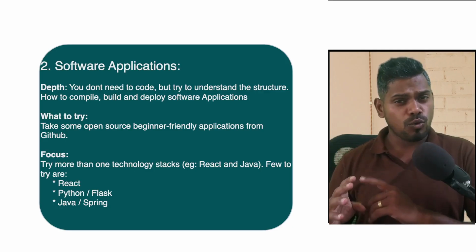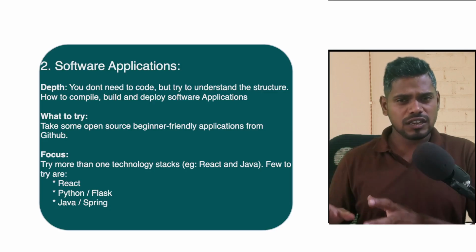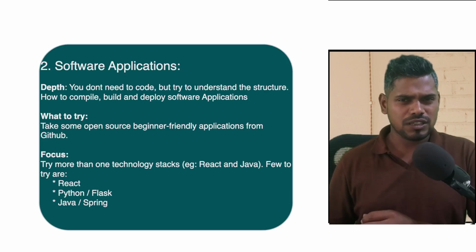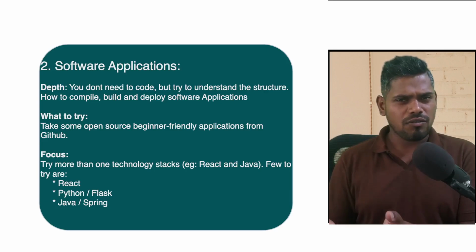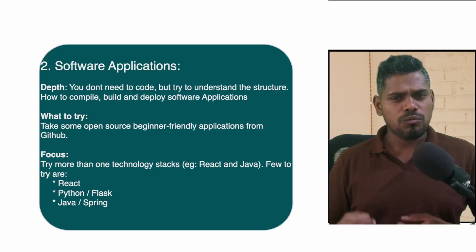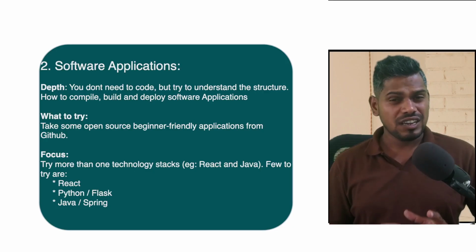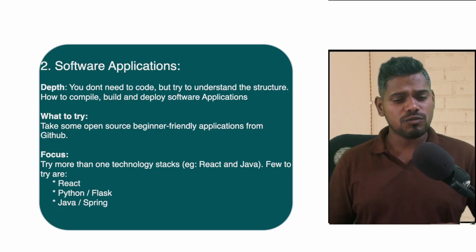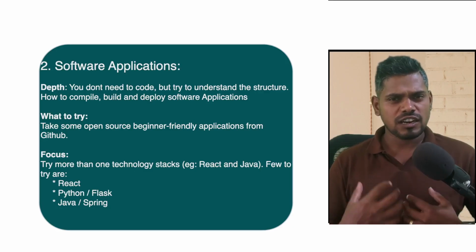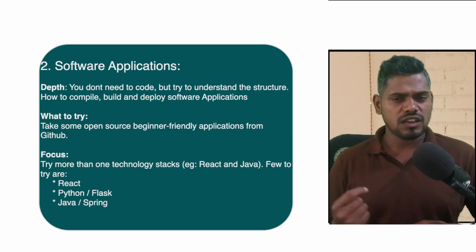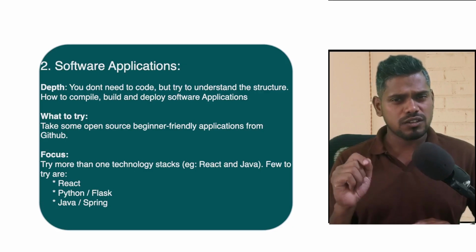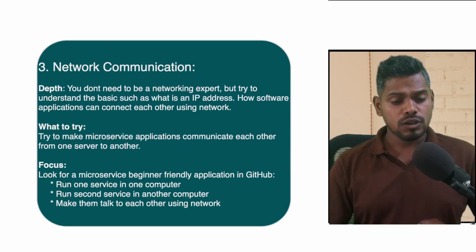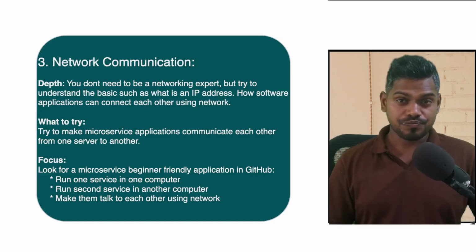I would say take more than one technology. Don't just take npm, or don't just take React. You also take a Python application, or maybe another Java application. More than one application. You just try to understand their structure and try to get help from a senior or a colleague if required. And once you have a theoretical understanding about these applications, and once you have gone through those applications from GitHub, now you can move on to the next step about network communication.